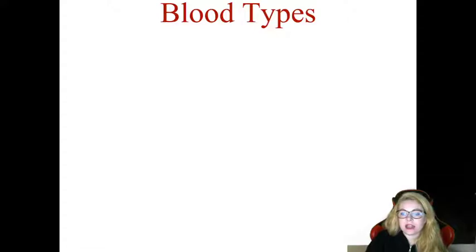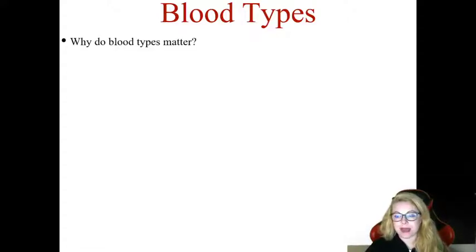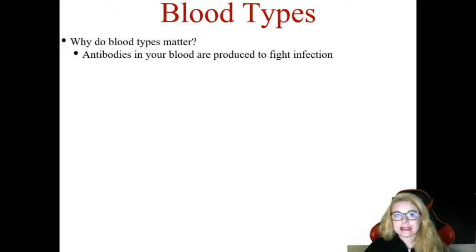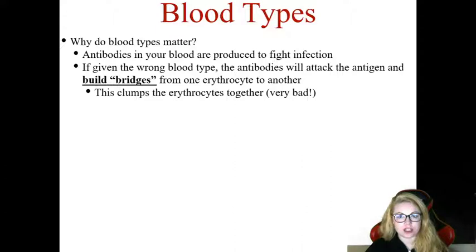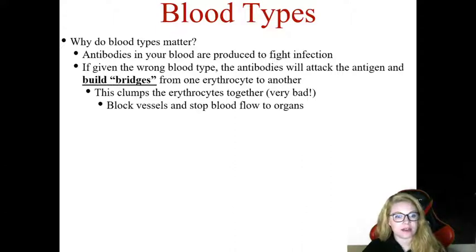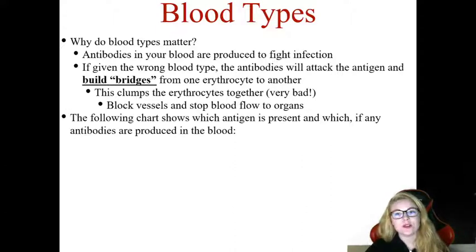Okay? And so why do blood types matter then? So antibodies in your blood are produced to fight infection. As we said, they're sent out as a defense mechanism. And so if you're ever given the wrong type of blood, those antibodies are going to attack the antigens on the surface of the wrong blood cells and build what we would consider bridges from one red blood cell or erythrocyte to another. And you don't want that.